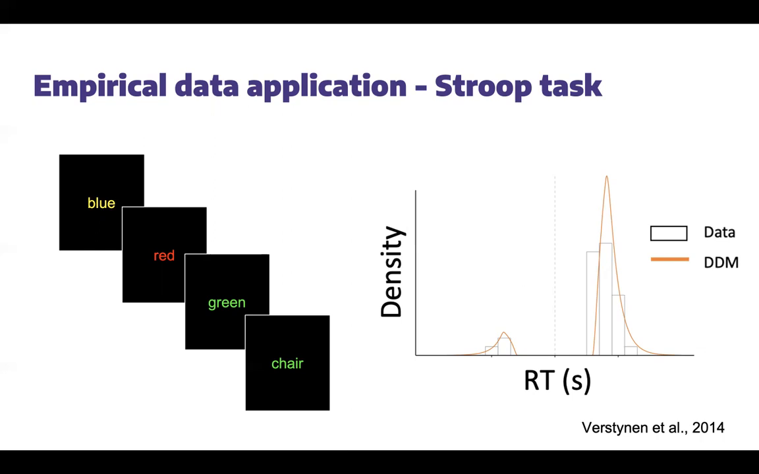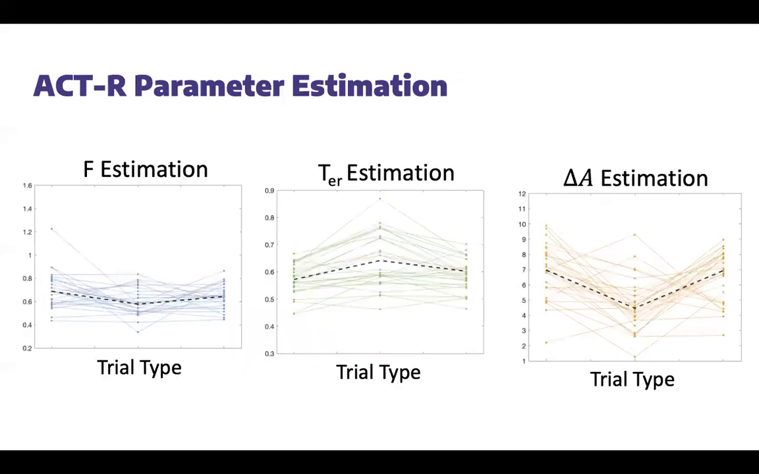Here's a randomly sampled participant's estimated cumulative distribution function calculated using the estimated DDM parameters on top of a histogram of the empirical response time distribution. Excitingly, we were able to recover reasonable estimates for all three recovered parameters across participants and trial types, so we were confident in implementing these estimated parameters into an actual ACT-R model.